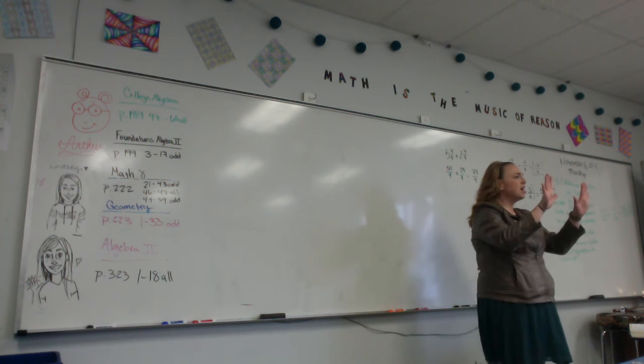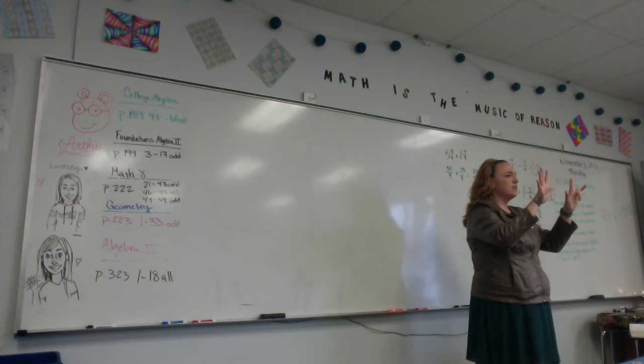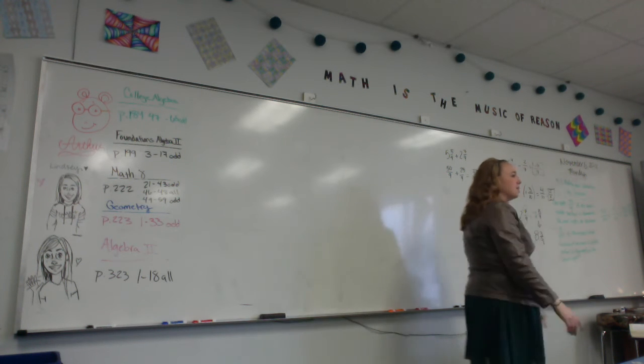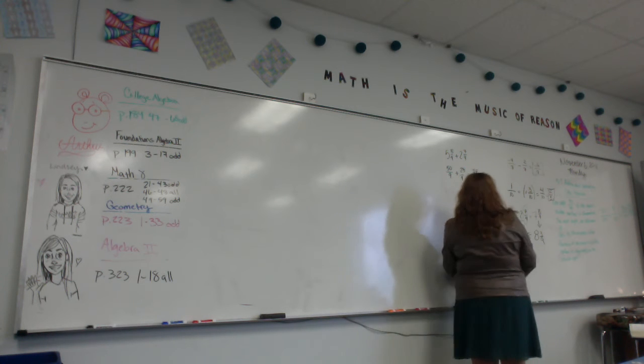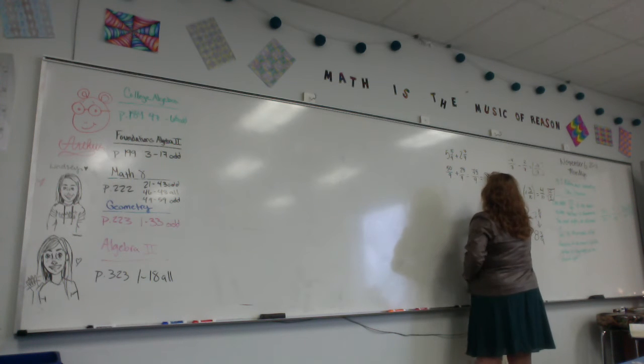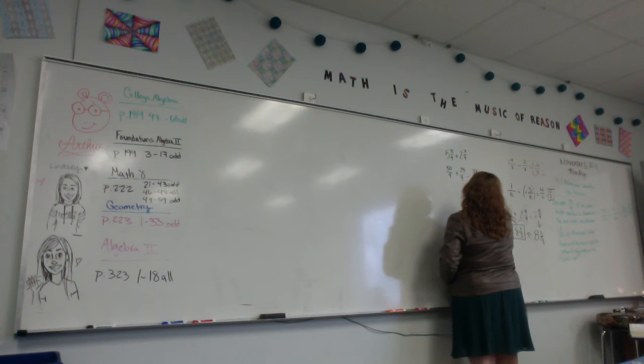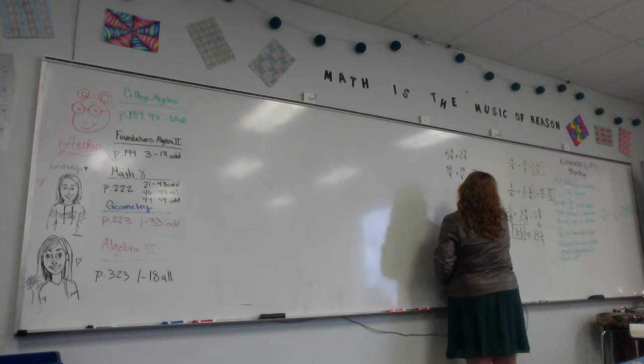9 times 8 is 72. So 8 times. So you have 8 times, right? If you did this long division wise, you would say 8, you would say 72. What's your remainder?